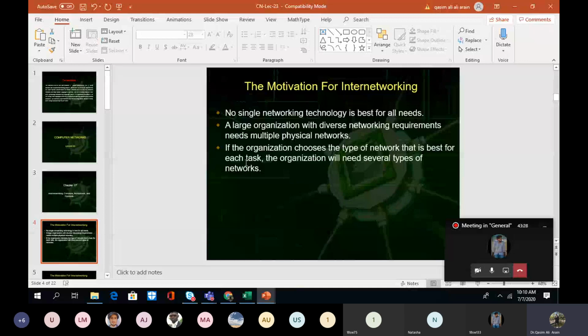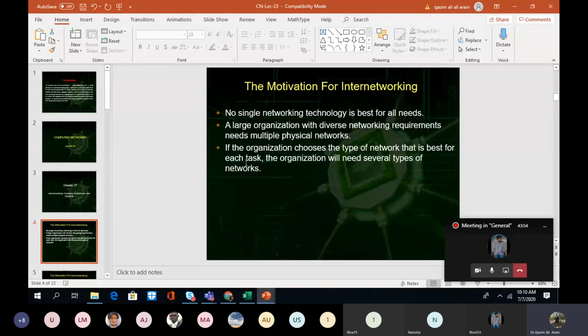Okay. If we have a smaller network, maybe Ethernet is the best technology. If we have a WAN and it is an enterprise network, Ethernet is not working properly. Ethernet is not good for that situation. Maybe we are using FDDI, maybe we are using token networks or something like that, right? So a large organization with diverse networking requirements needs multiple physical networks, right?